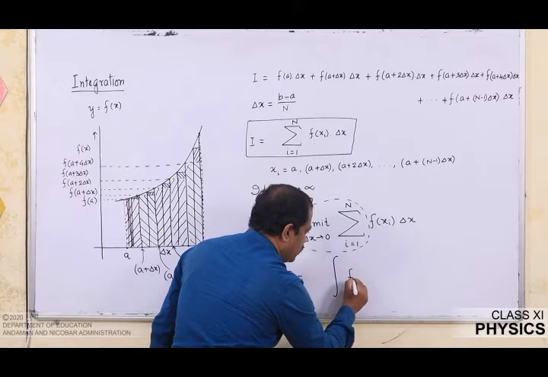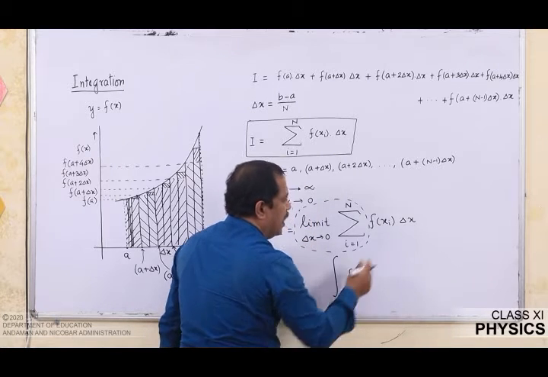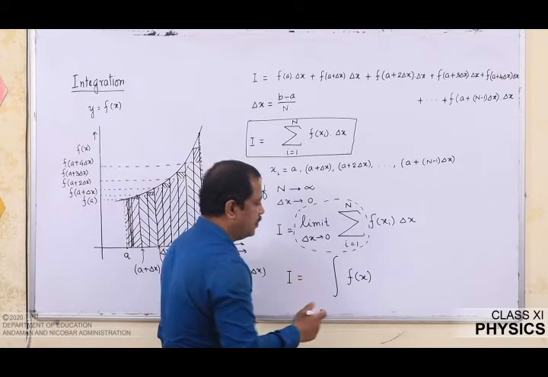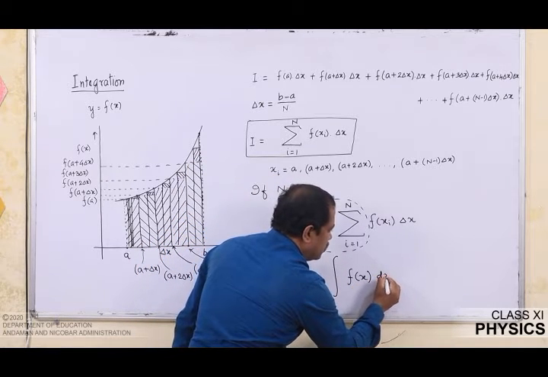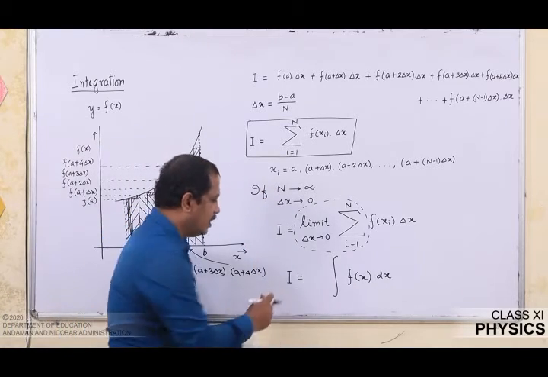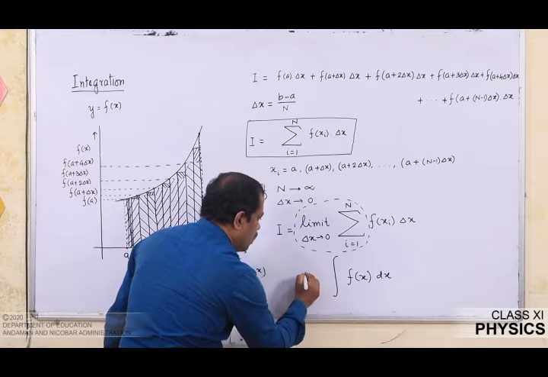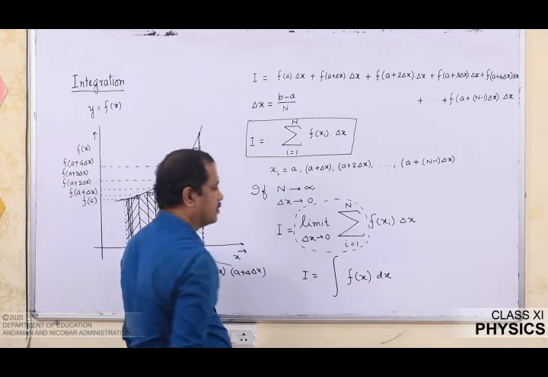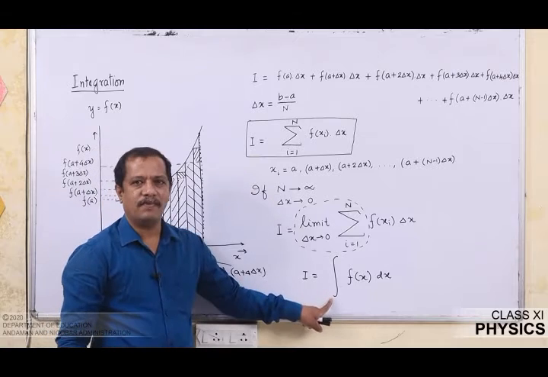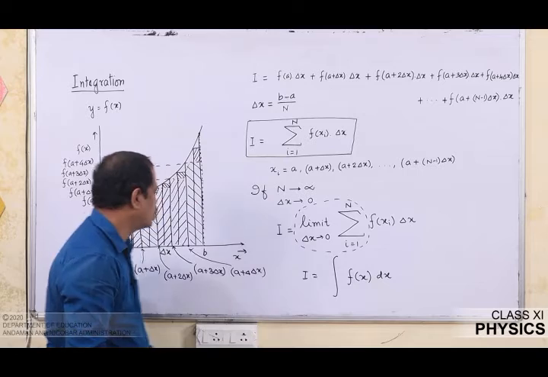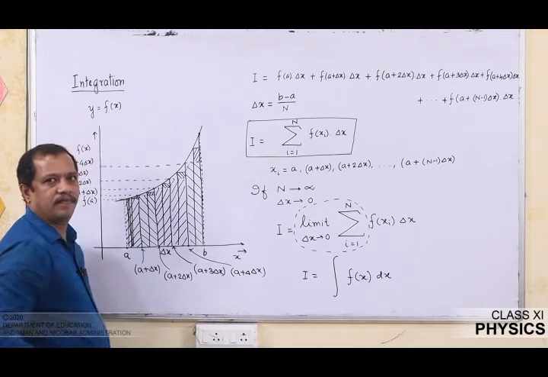So, here I am going to write f of x, and this del x, since it is very small, as we have already seen in case of differentiation, I am going to write it as dx, f of x dx. So, this is read as I is equal to integration of f of x dx. So, integration means what we are doing? We are finding the sum of the area of small strips.